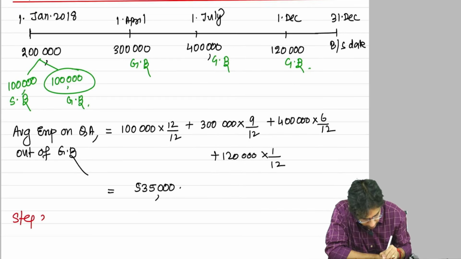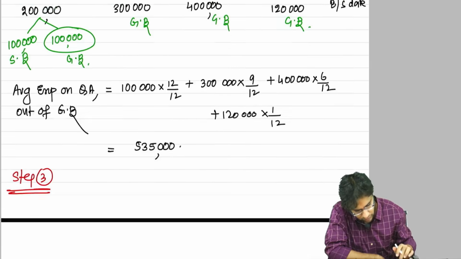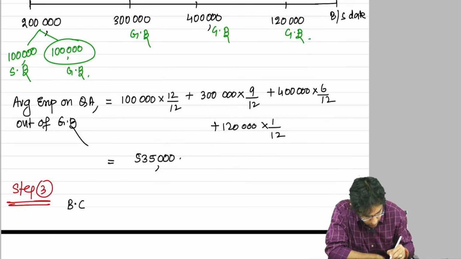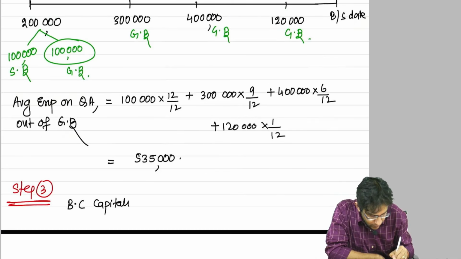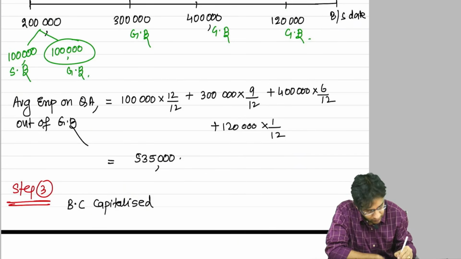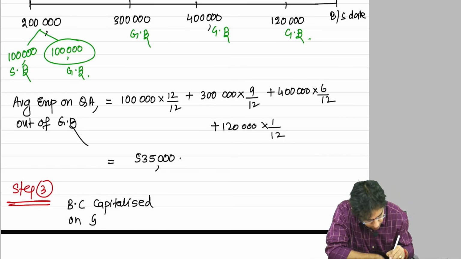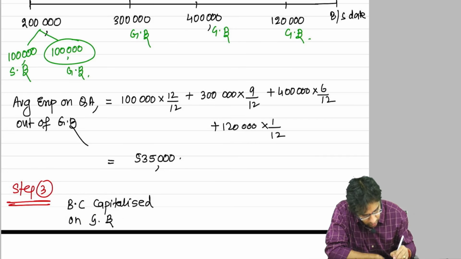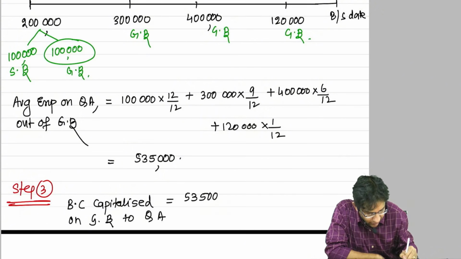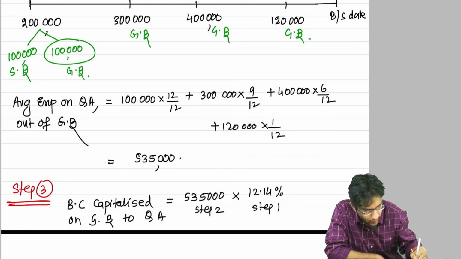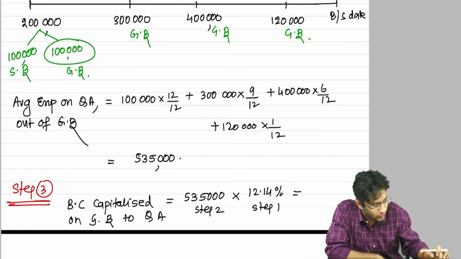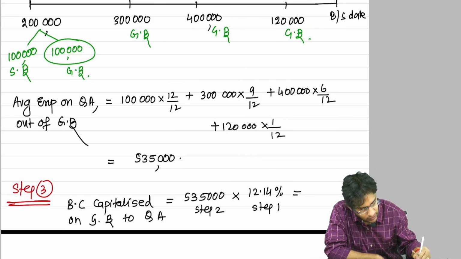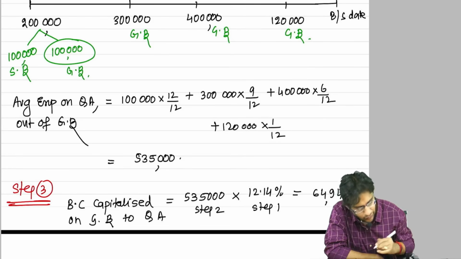Step number 3. Borrowing costs capitalized on general borrowings to qualifying asset is equal to 5,35,000, which is your step number 2, into 12.14%, which is the capitalization rate from step number 1. 5,35,000 into 12.14 percent, 64,949.